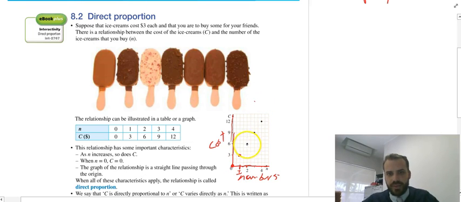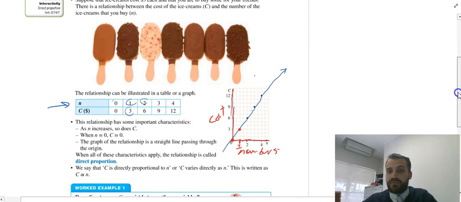Now, what I can do with these dots is draw a straight line through them. That straight line shows our direct proportion. We can also show it in a table. When I buy 0 ice creams, $0. 1 ice cream, $3. 2 ice creams, $6. 3 ice creams, $9. 4 ice creams, $12.